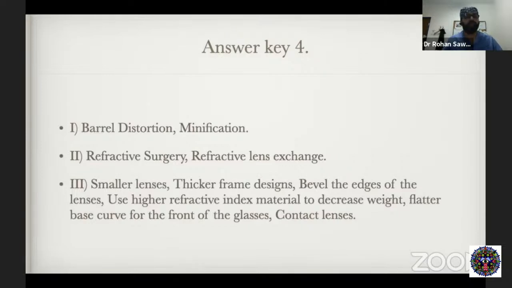Refractive lens, if someone said a combination of both, that is also a very good answer. Combination of refractive surgery and refractive lens exchange, and the other things which we discussed. If you're happy, we can go over to the next OSCE. If anyone wants to copy any answers, I'll wait for a few seconds. Let me know.